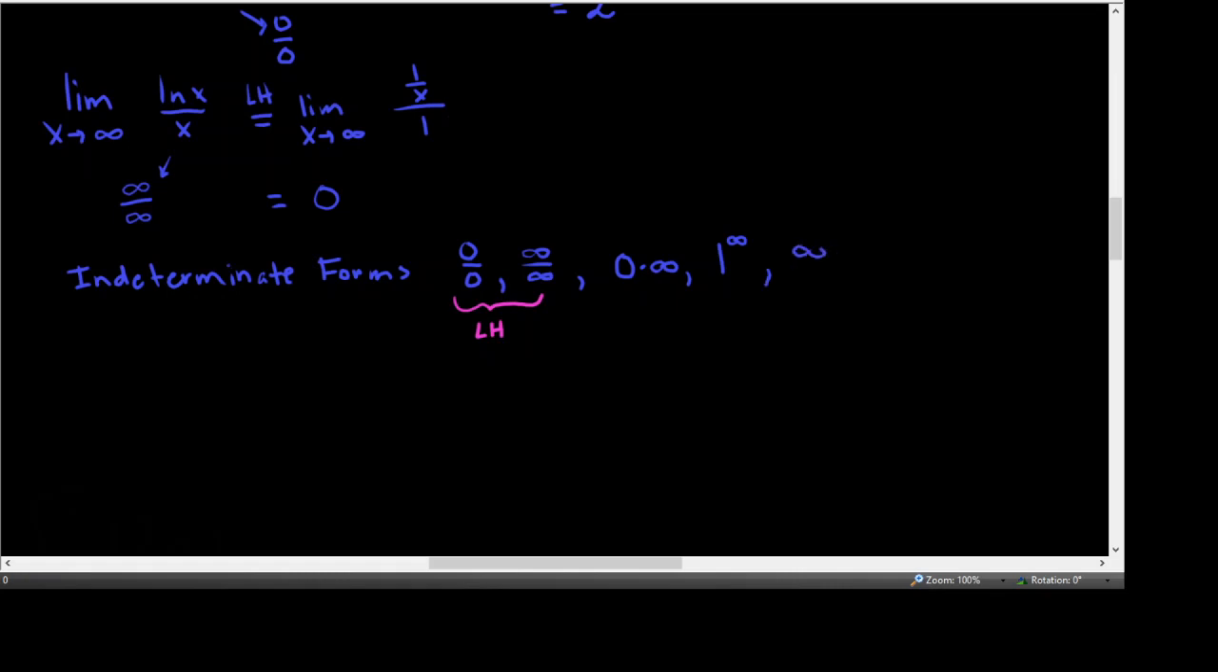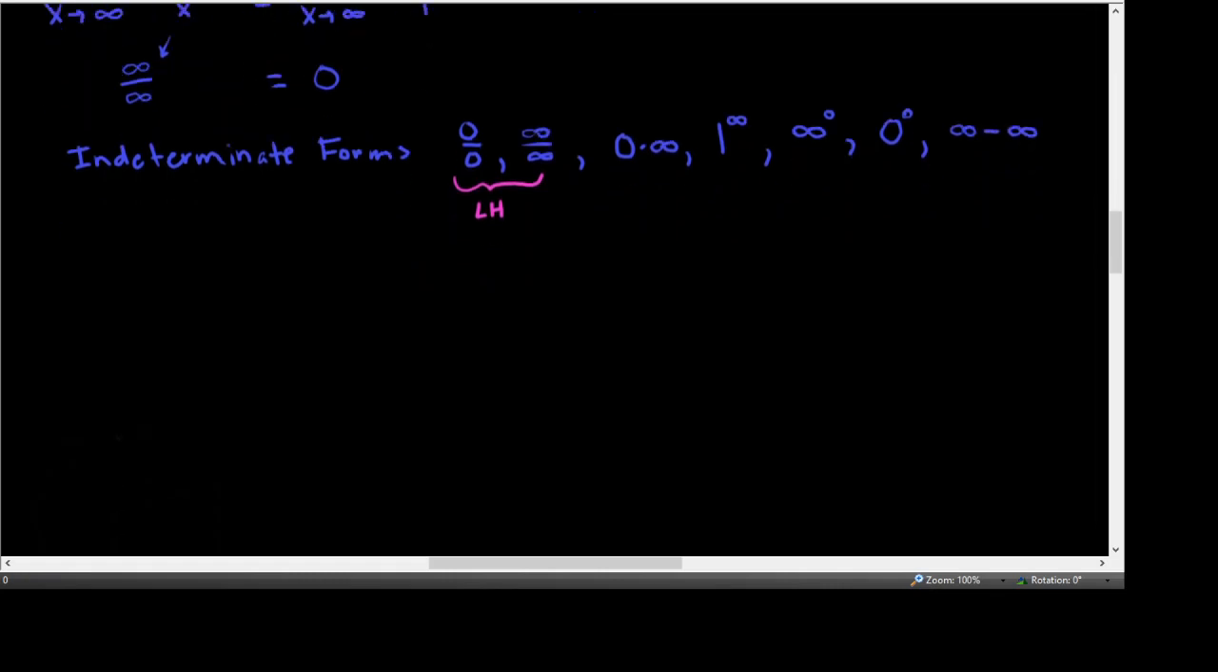Infinity to the 0 is indeterminate. Now, if it were 5 to the 0, it would be 1. But infinity is not a constant, so you can't do that. 0 to the 0 is indeterminate. And infinity minus infinity is indeterminate. And so the trick with these other indeterminate forms is rewriting the problem so that it becomes one of the two for which we can use L'Hopital's rule.